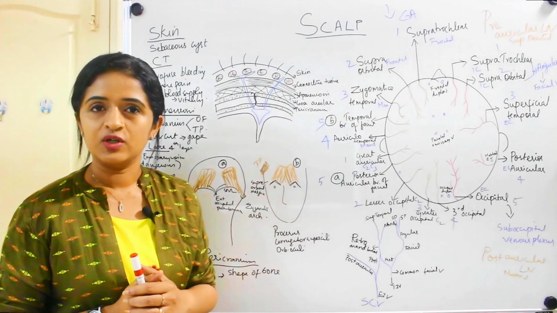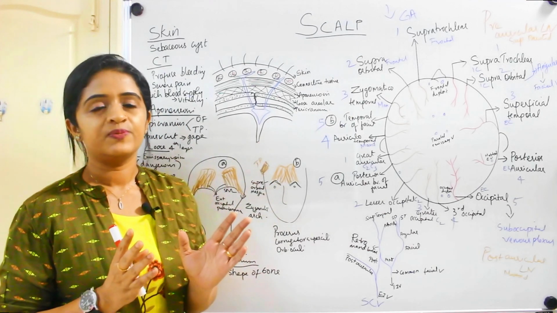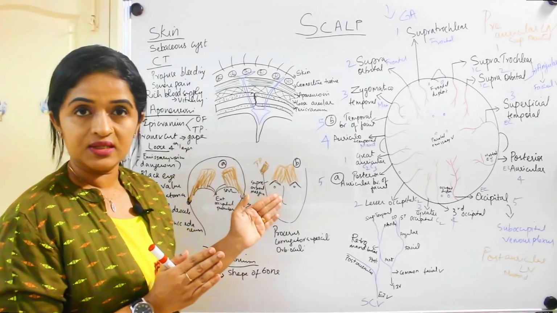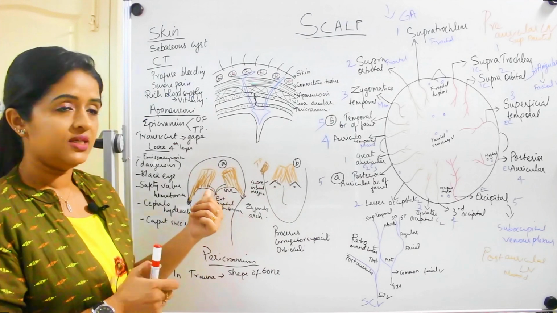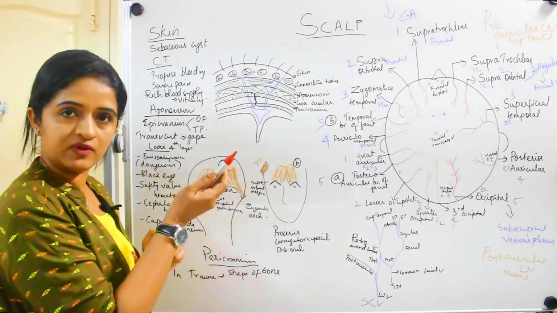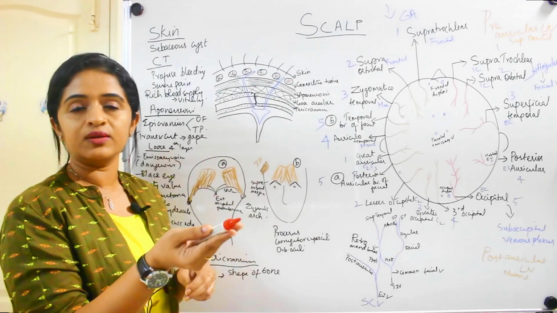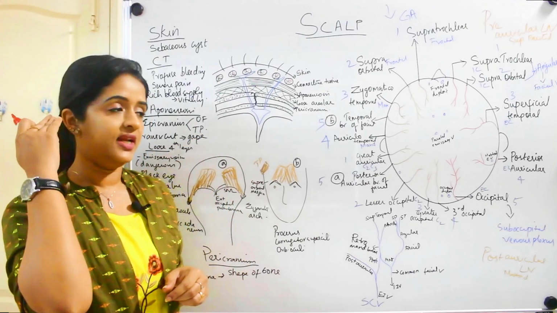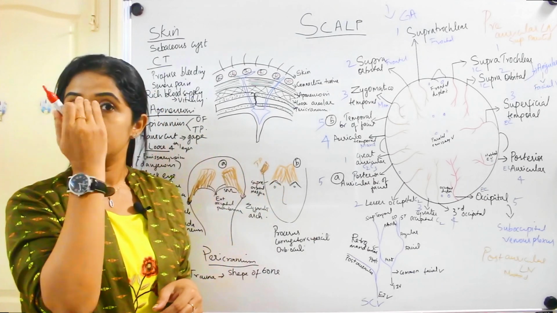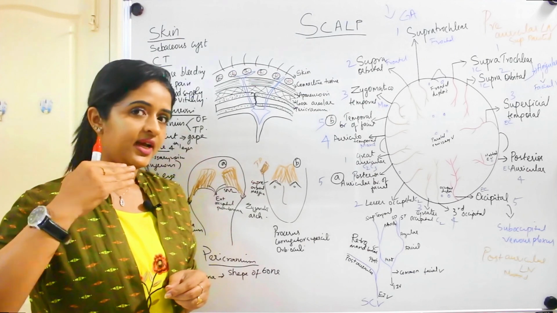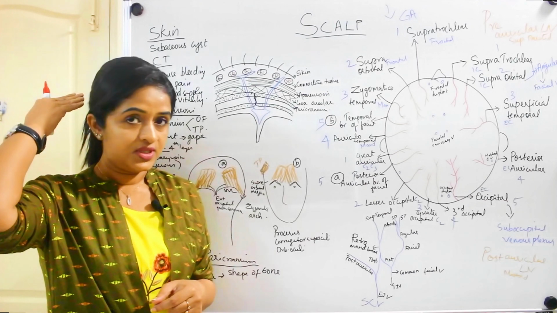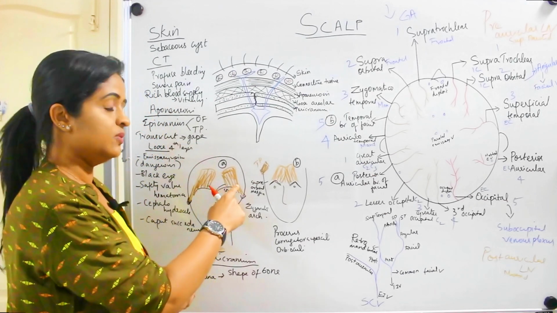Now we will move on to the topic scalp. So what is it? It is that area of the calvaria which extends posteriorly from the external occipital protuberance and the superior nuchal line, and it covers the calvaria and reaches anteriorly up to the supraorbital margin. So that is the extent antero-posteriorly, from the supraorbital margin up to the external occipital protuberance and the superior nuchal line.